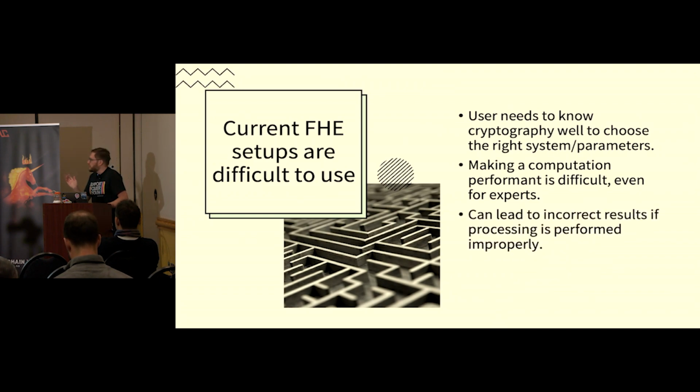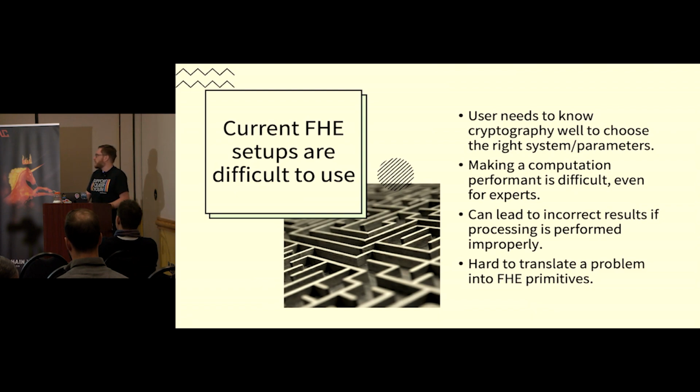You can get incorrect results if you perform the processing incorrectly. Basically the way FHE works is it's often based on this thing called the learning with errors problem, which involves adding noise into the encrypted data. If you process the data too much, then the noise will grow so much that you can't decrypt the data properly. So you can't measure the noise, but you need to know how much you can do before you violate what's called the noise budget.